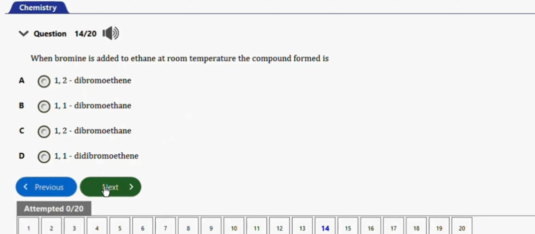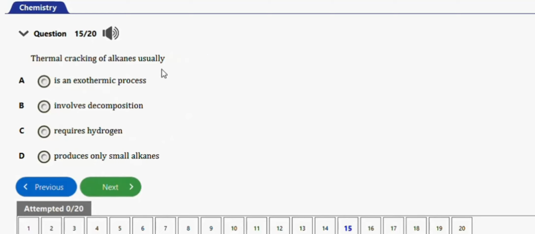The next question, this one, it says thermal cracking of alkanes usually is an exothermic process not involve decomposition. Yes, so the right answer is option B. That's it for this question.